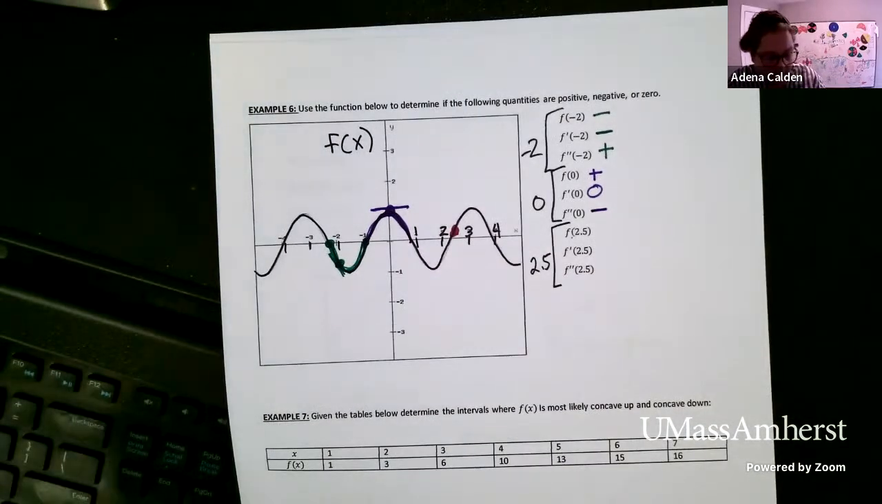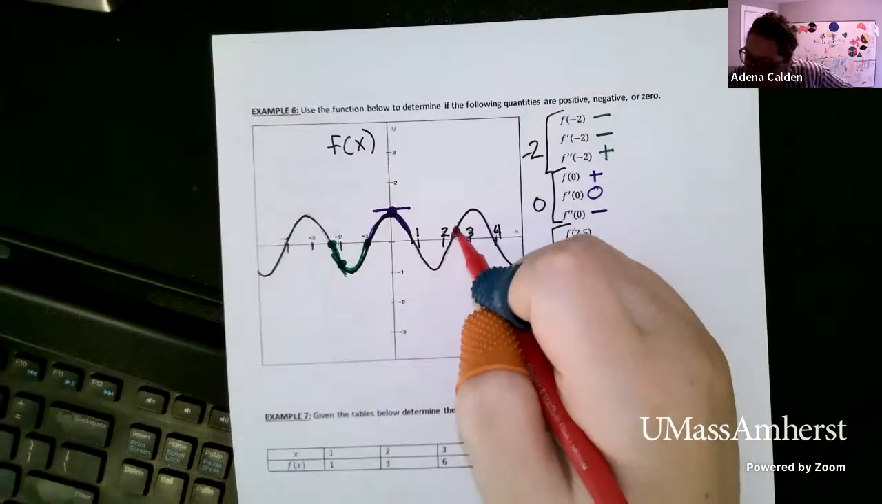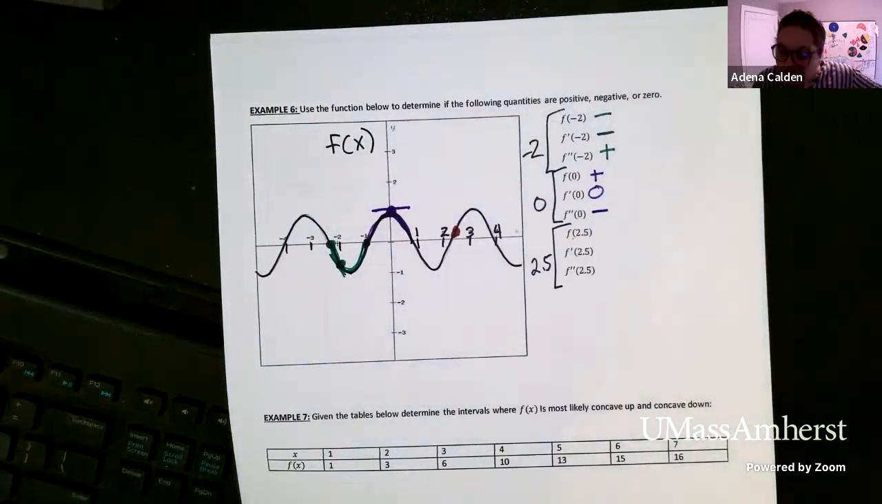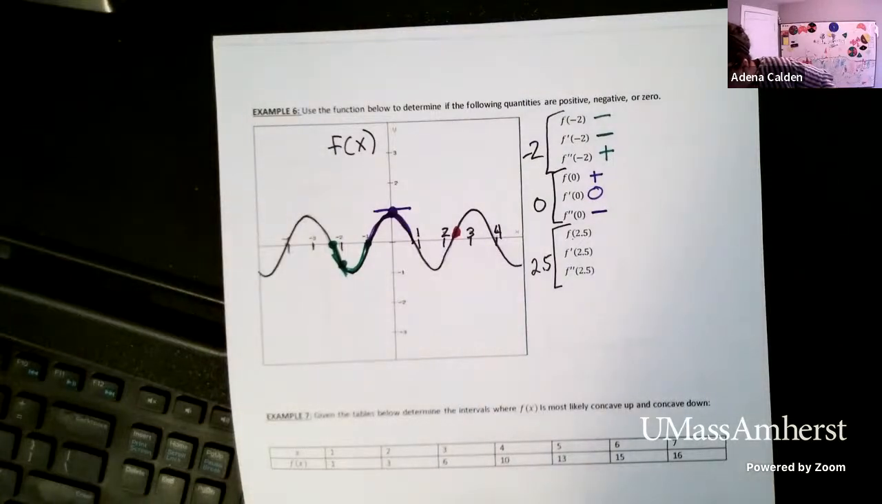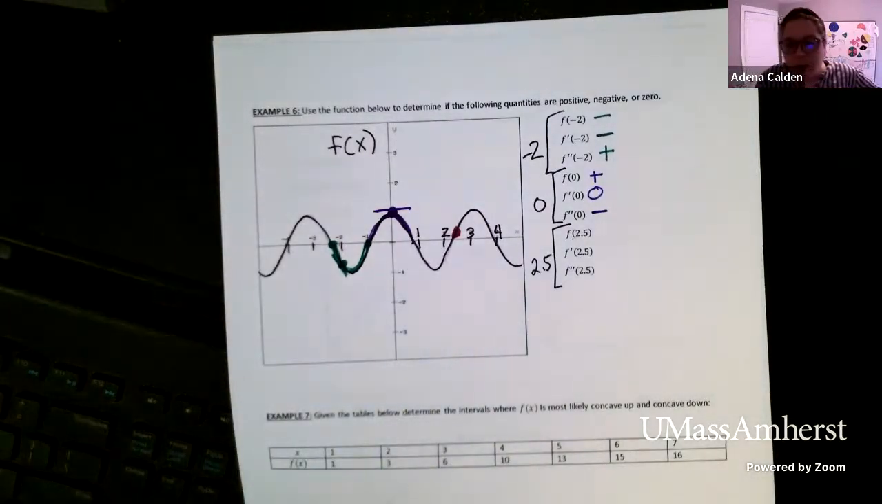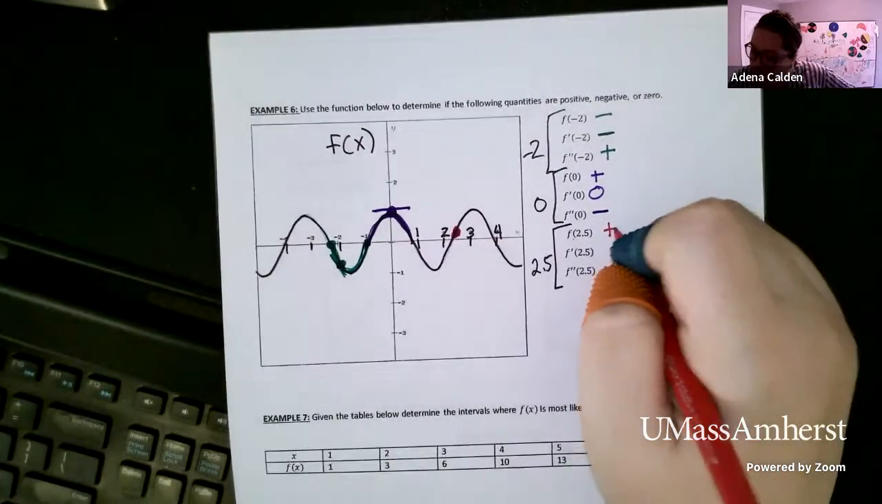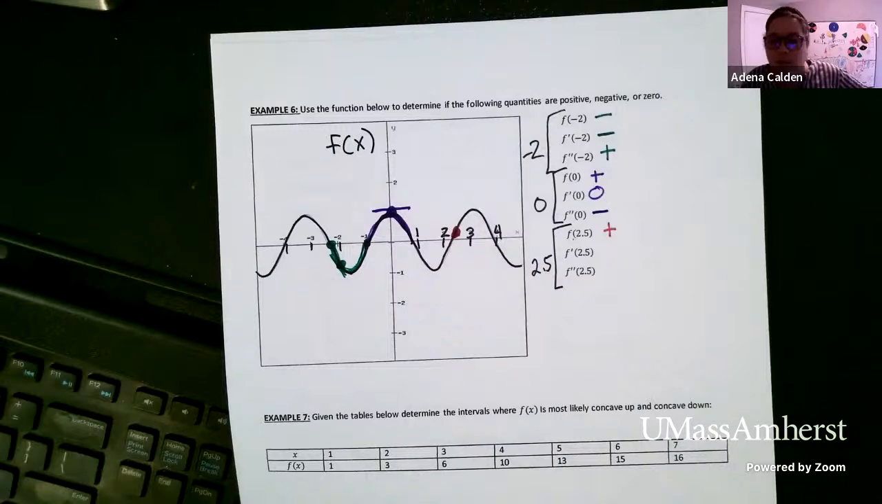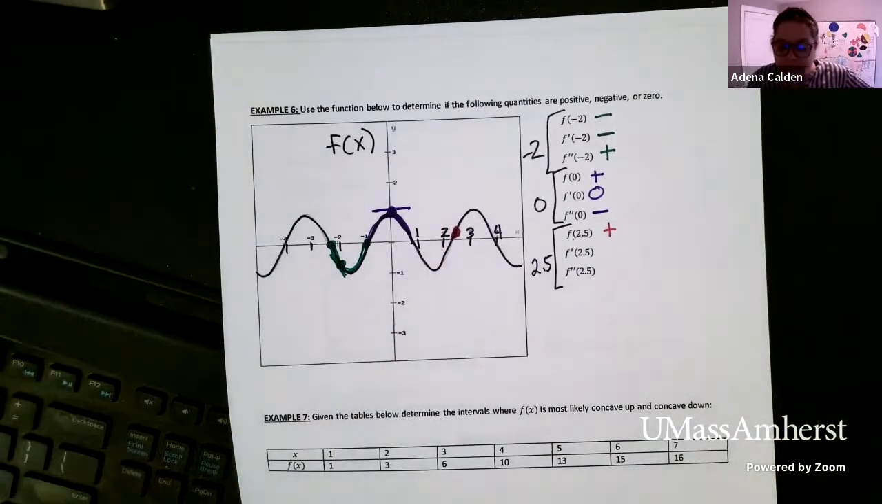And then finally, at 2.5, I have this part right here. So depending on your graph, if you print it out, it looks pretty close to 0, but the way I drew it, it's positive. So I'm going to say this is positive. If you have this printed and it looks closer to 0 for you, 0 would also be okay. It's just the way I marked it.